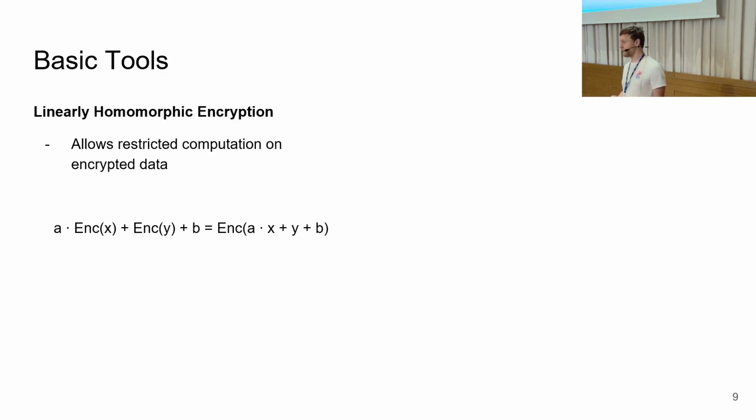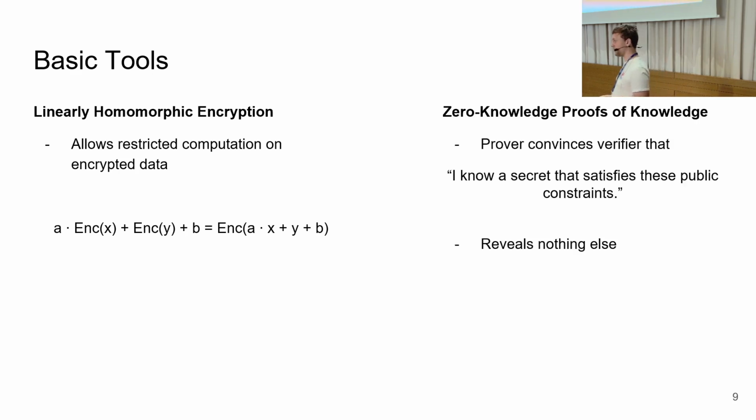The tools we're going to use are, for one, linearly homomorphic encryption. For those who don't know, we have encrypted values that we can then perform linear operations over, which means adding two encrypted values, or multiplying by a constant, or adding a constant. And then another tool that is very important for the malicious setting is zero-knowledge proofs of knowledge. With that, basically the prover can convince the verifier that they know a secret without actually revealing that secret. But they can also prove some constraints about that secret, for example, that it is less than a certain number.